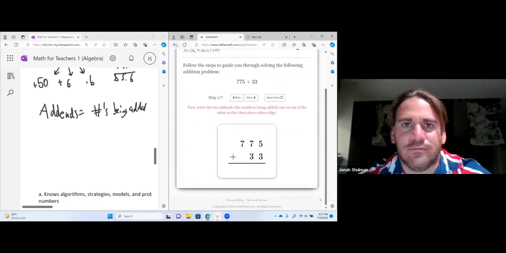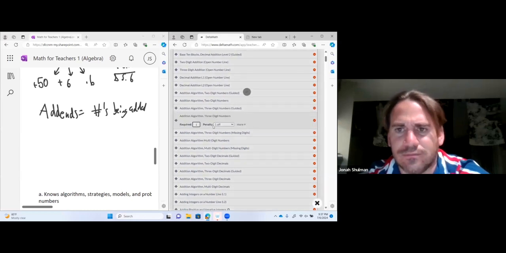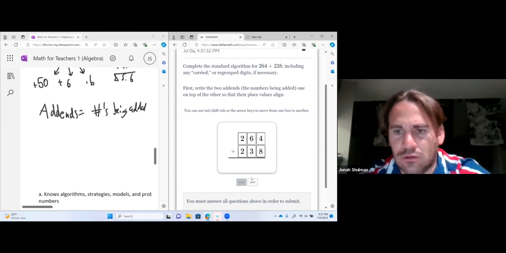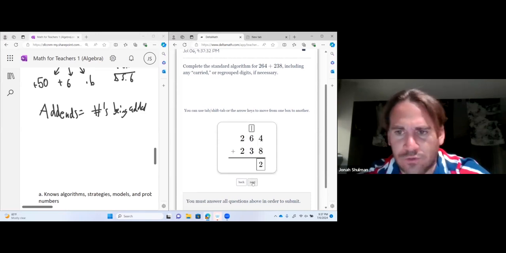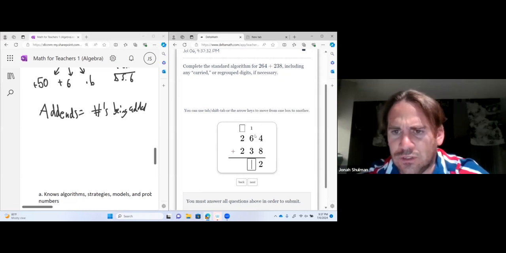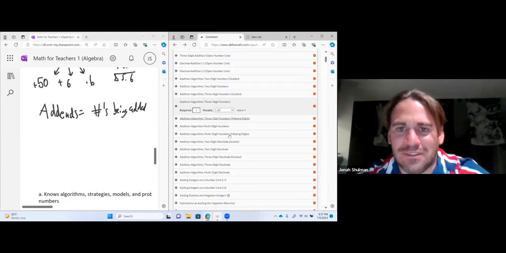Cool. All right, so let's do another one with 3-digit numbers. All right, so we have 264 plus 238, which is 12, carry the 1. Oops. Which is 10, carry, 10, so 0, carry the 1. And this is 5. 502. Look at us go. All right, what's the next one?